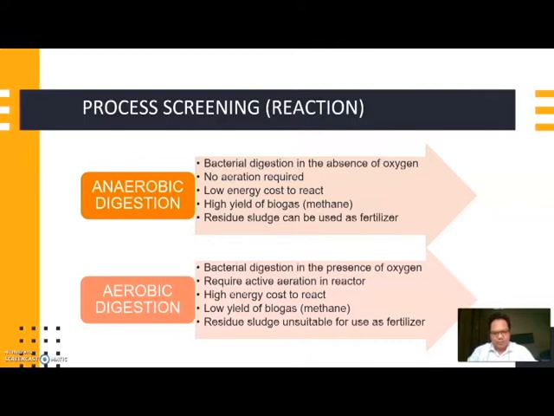So aerobic digestion, on the other hand, occurs in the presence of oxygen, requires active aeration in the reactor, which also contributes to its already high energy cost to react, and it has a low yield of biogas, which we would like to avoid. Another one is that the residue sludge is unsuitable for use as fertilizer, which defeats the purpose of this project to produce at least two types of products. So we have decided to proceed with anaerobic digestion, as we can produce two types of product, which is methane and the residue sludge, which can be used as fertilizer.